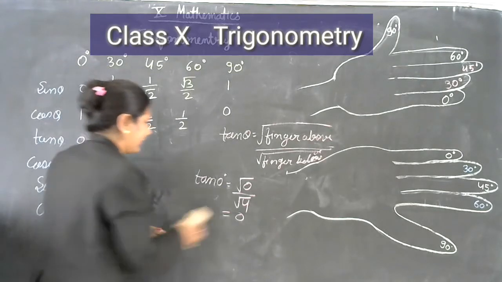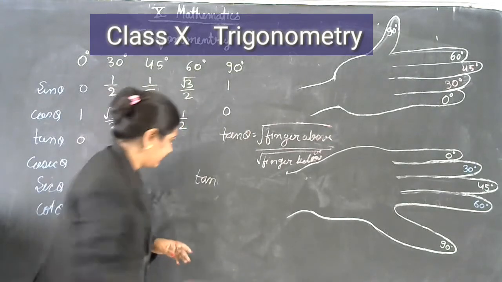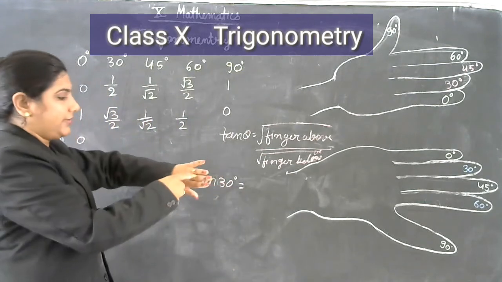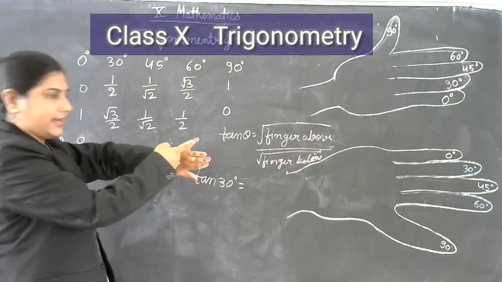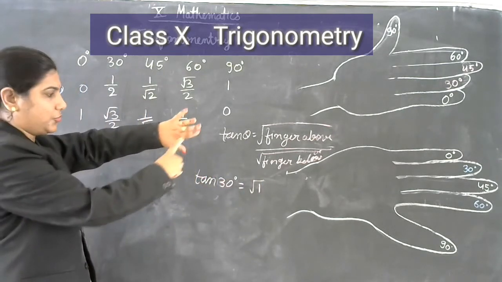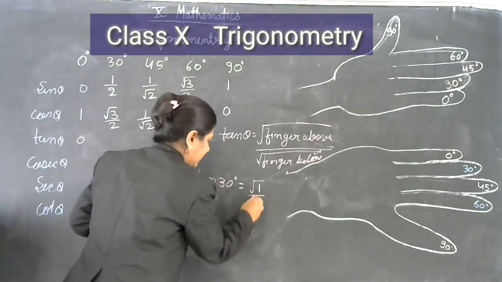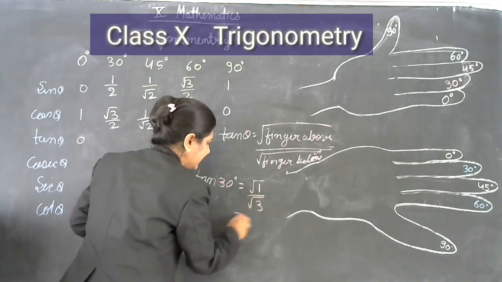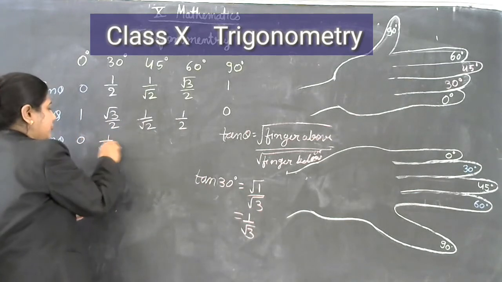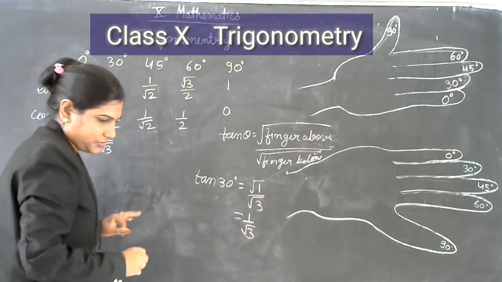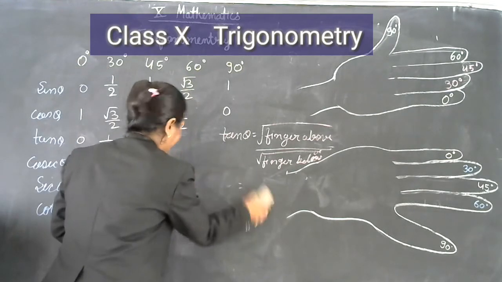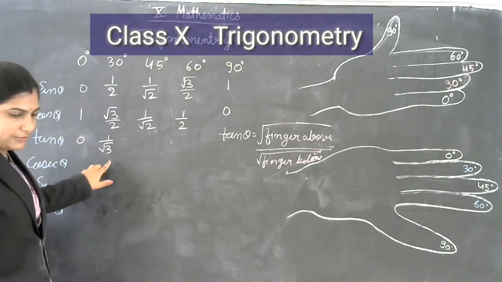For tan 30 degree, how many fingers above the ring finger? Only 1. So root of 1, and below 1, 2 and 3. So root of 3, which equals 1 upon root 3. So tan 30 equals 1 by root 3.